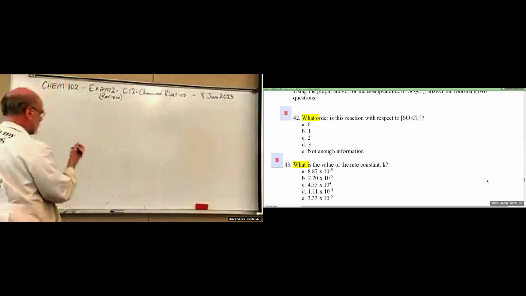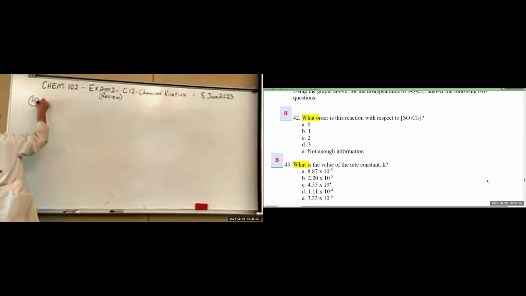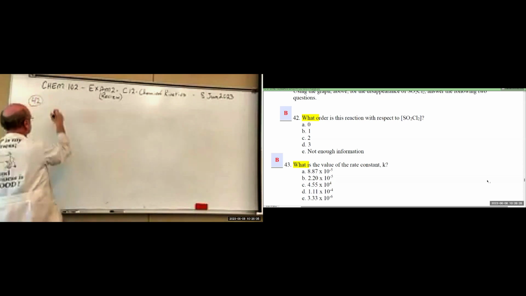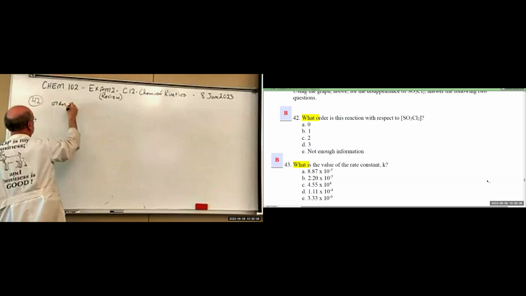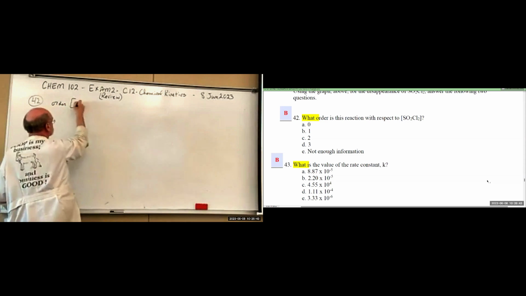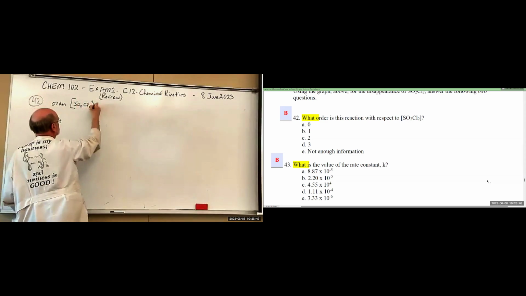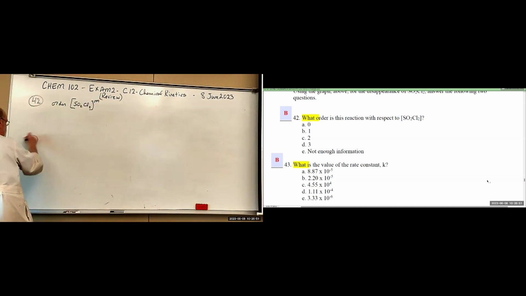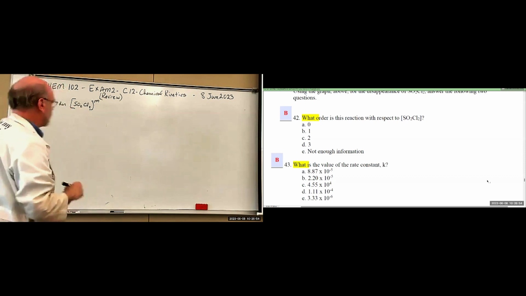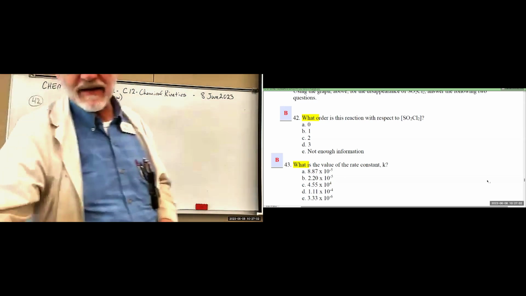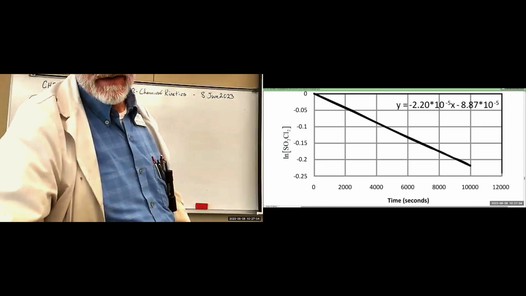So 42 is asking what order is the reaction with respect to SO2CO2? So the order for this one, SO2CO2 is 2 to this value. We're looking for M. 43, what's the value of the rate constant? So in this one, k equals something. Okay, so let's go back to the graph.